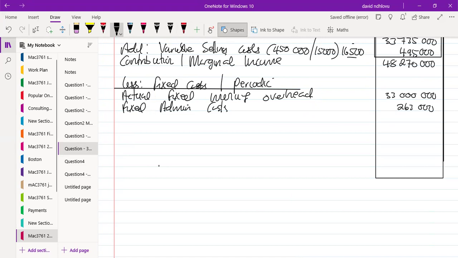Right, so with that, you will be done with this question. Right, so you have your 33,263,000, right? And then 48,270,000 minus the 33,263,000. We are going to sit on a value of 15,007,000, and that's our net profit.